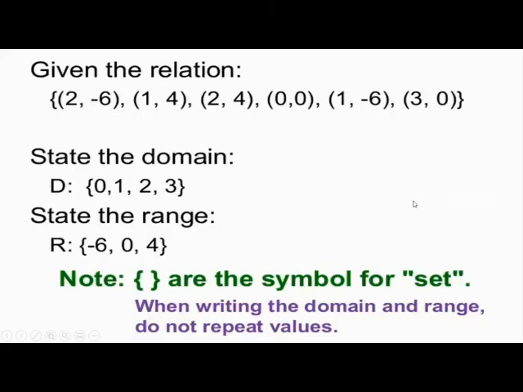Here goes another example: (2, -6), (1, 4), (2, 4), (0, 0), (1, -6), (3, 0). So all the first components of the ordered pairs are 2, 1, 2, 0, 1, 3. You can't repeat them in a set, so it becomes 0, 1, 2, and 3. Then the second components are -6, 4, 4, 0, -6, and 0. Write the repeating elements one time, so it becomes -6, 0, and 4.